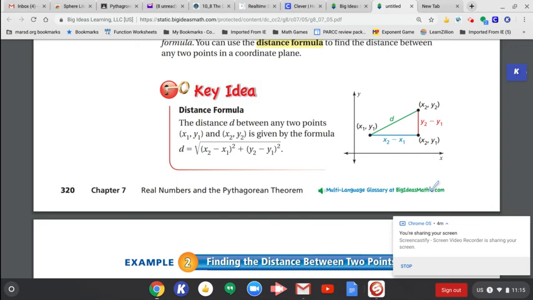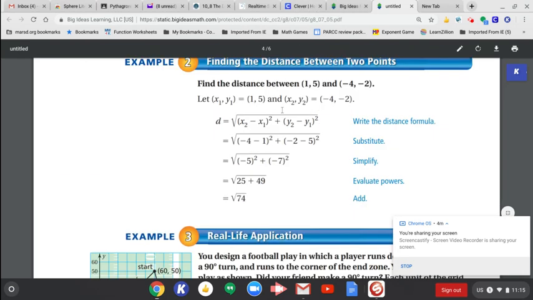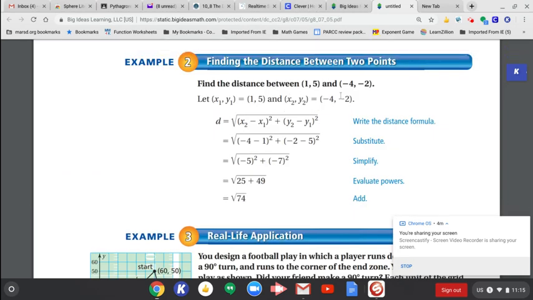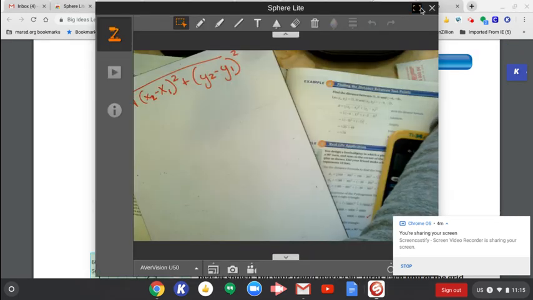The distance formula is the square root of x2 minus x1 squared plus y2 minus y1 squared. Okay? We're on page 320. I'm going to go over this example, which is the one I just did using the Pythagorean theorem, and I'm now using the distance formula. Same problem I just did.